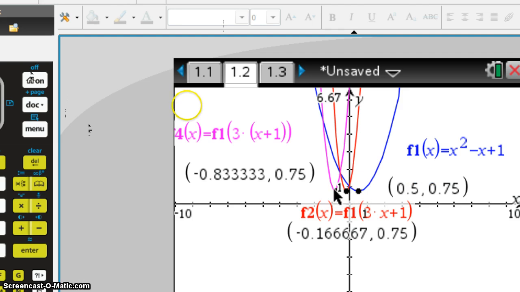The pink graph, that one was dilated first, so it gets squashed into the x-axis, and then it has been moved 1 unit to the left. Okay, it makes a difference to all the points. So hopefully that's helped you to understand the importance of order of transformation. So thanks for watching.